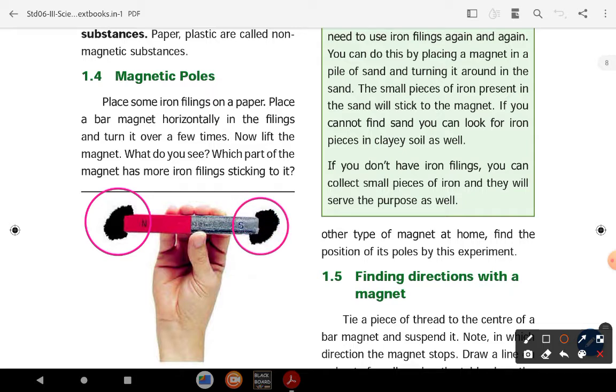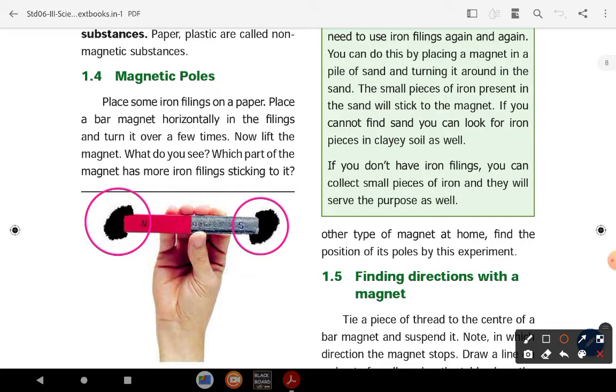Place some iron filings on a paper. Now, let me explain this. Place some iron filings on a paper. Place a bar magnet horizontally on the filings and turn it over a few times. Now, lift the magnet. What do you see? Which part of the magnet has more iron filings?